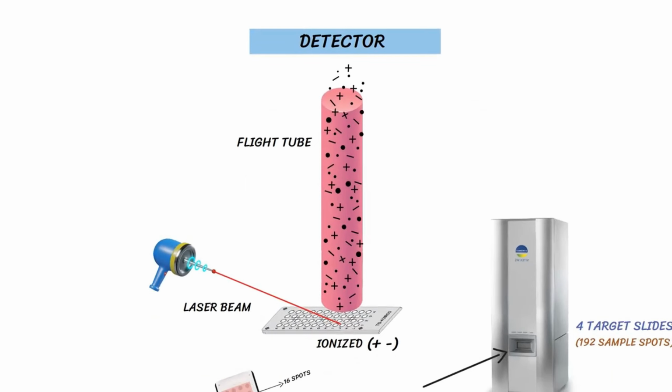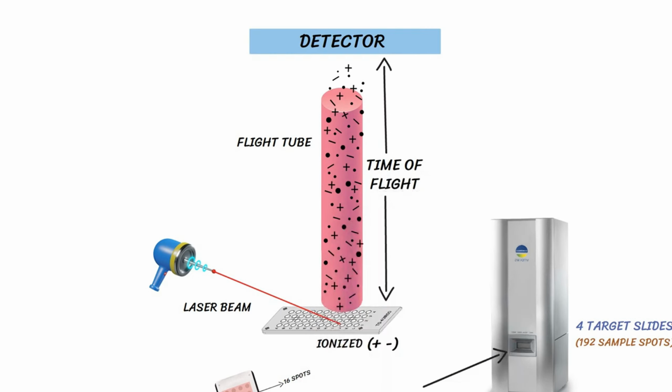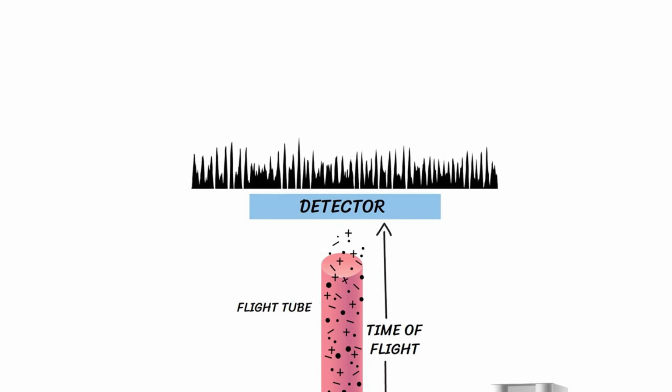Particles with low molecular weight move faster than the particles with heavy molecular weight. The detector measures the time of flight for the particles to travel from the source to the detector. The result is displayed in the form of a series of electrical peaks. Each peak corresponds to different molecules that were separated from the microbial culture. The spectrum is then compared to the database of the system to determine the microorganism.